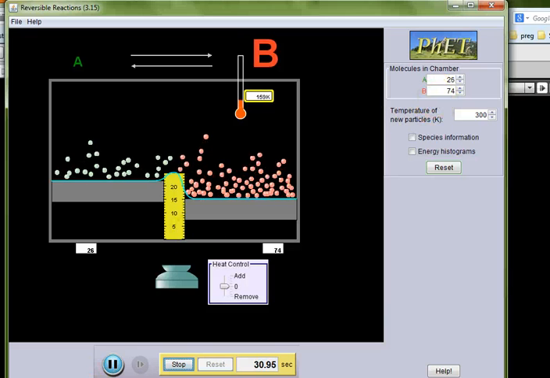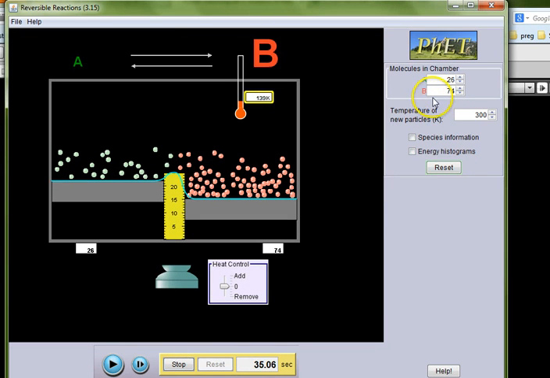Now pause the reaction and add about 25 more particles of B. Now we are increasing the reaction quotient. Remember that the product concentration goes in the numerator. That means the reaction quotient has increased, and now Q is more than the equilibrium constant. That means the reaction needs to go in the backward direction to reduce the stress. This is the added stress, the 25 particles of B we added.